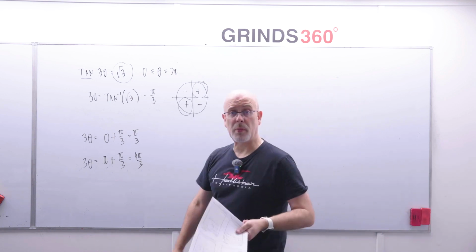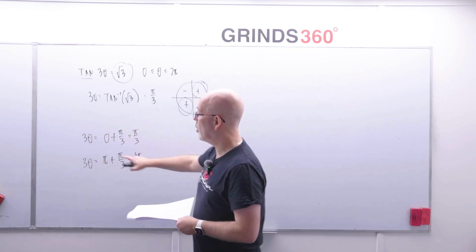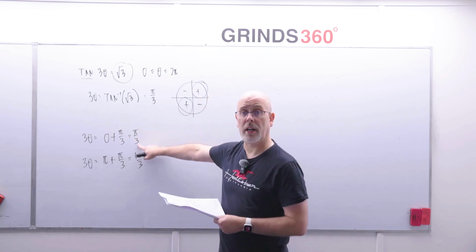Now, obviously what I've got to do now is divide by 3. When you divide by 3, you just basically multiply the number below the line by 3. You don't need to know that.